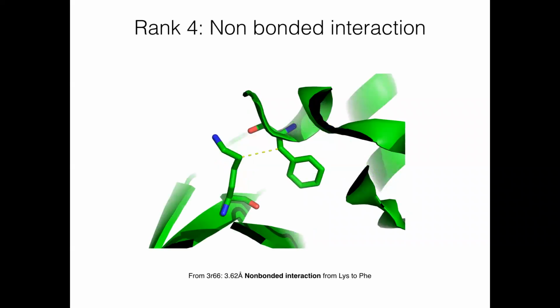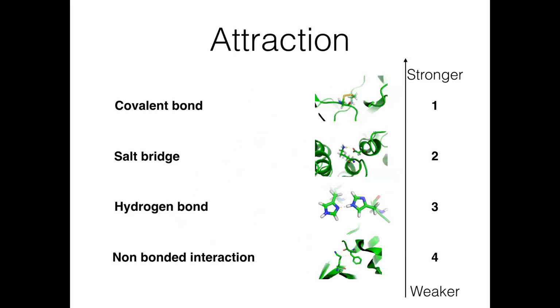Then you have a non-bonded interaction where the van der Waals forces are in place because the proteins are so close to each other. So if we rank them by attraction, we can very simply say that the strongest ones are covalent bonds, salt bridges, and hydrogen bonds, and then the non-bonded interaction.